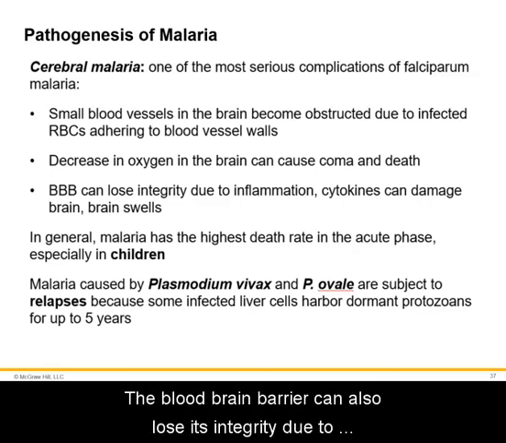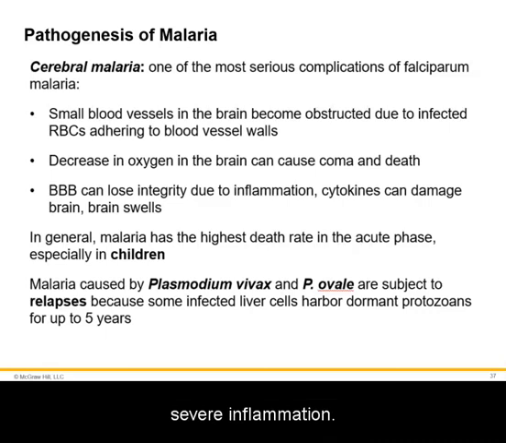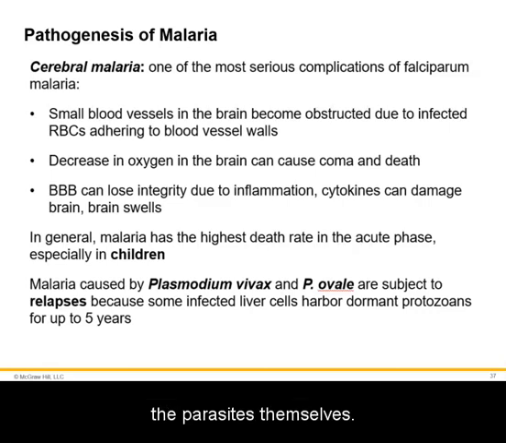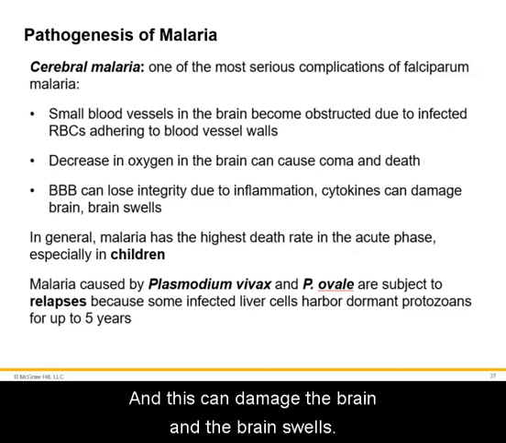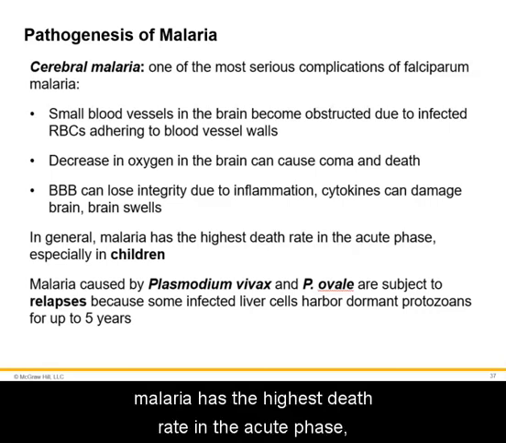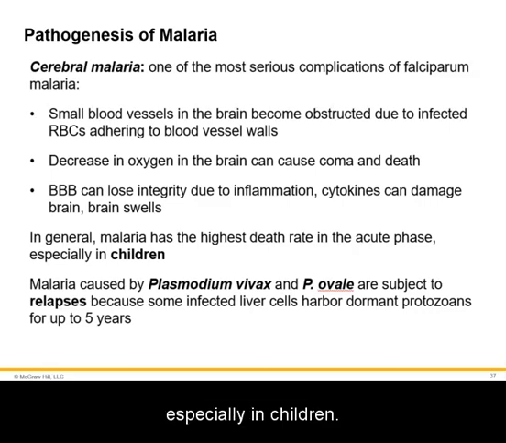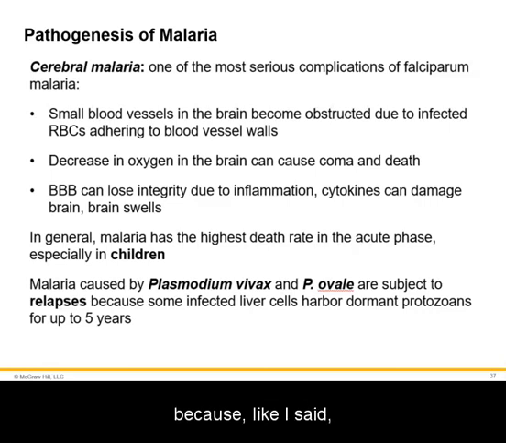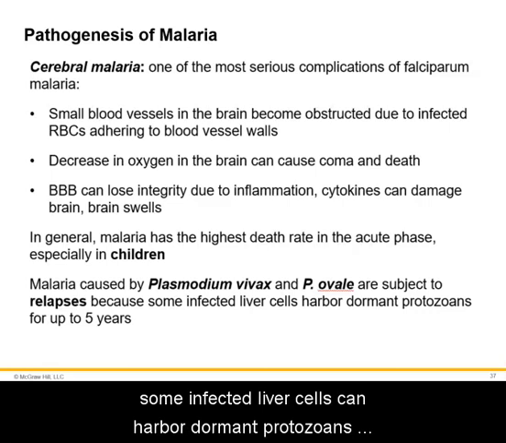The blood-brain barrier can also lose its integrity due to severe inflammation, and this will let in things like cytokines and bacteria and the parasites themselves, and this can damage the brain, and the brain swells. Now, in general, malaria has the highest death rate in the acute phase, especially in children. Malaria caused by Plasmodium vivax and Plasmodium ovale are going to be subject to relapses because, like I said, some infected liver cells can harbor dormant protozoans for years.